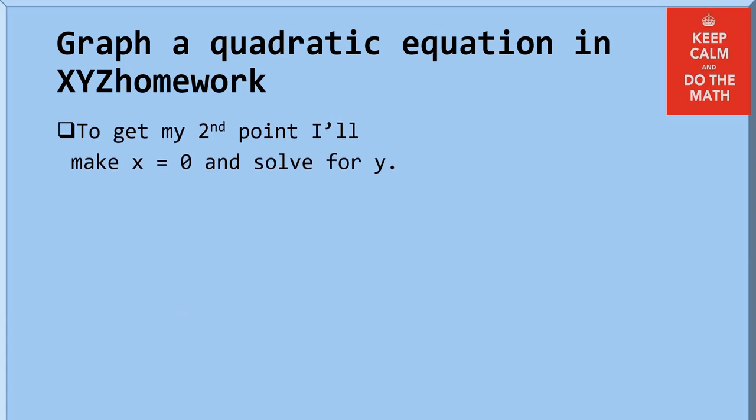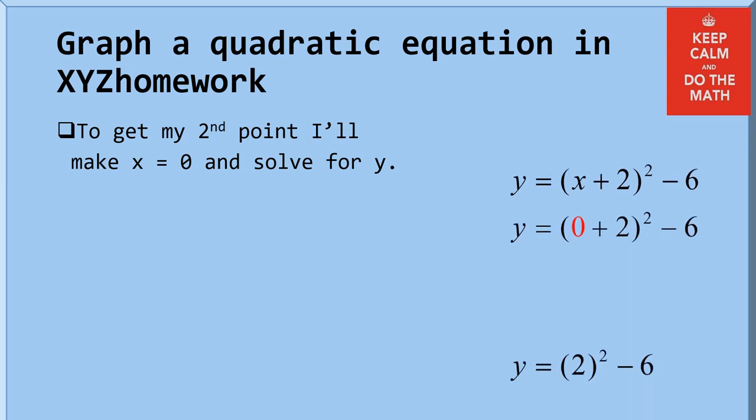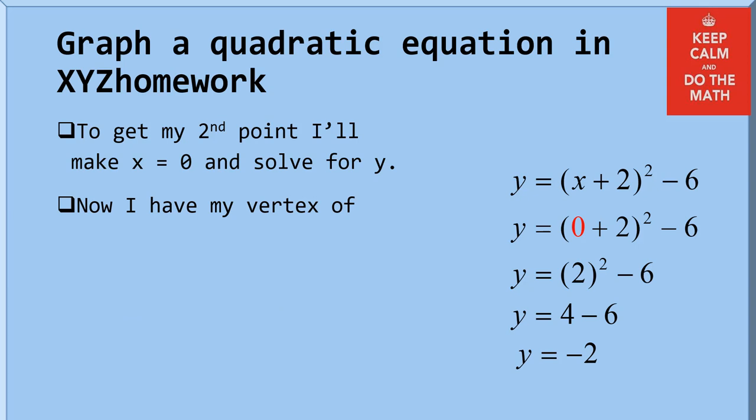To get my second point, I'll make x equals 0 and solve for y. So I just take my equation, change x to 0, complete all the arithmetic, and I end up with y equals negative 2. So now I have my vertex of negative 2, negative 6, and my new point of 0, negative 2. And now we will go into XYZ and demonstrate how to graph this.